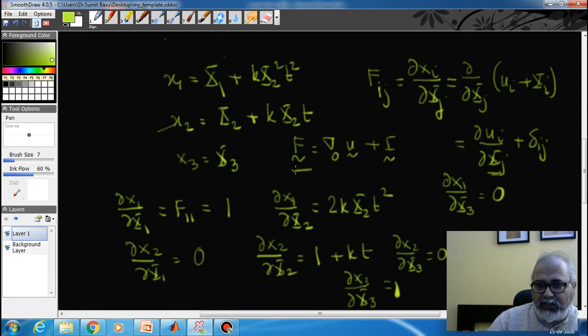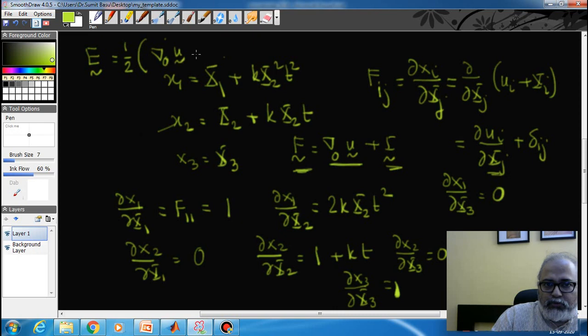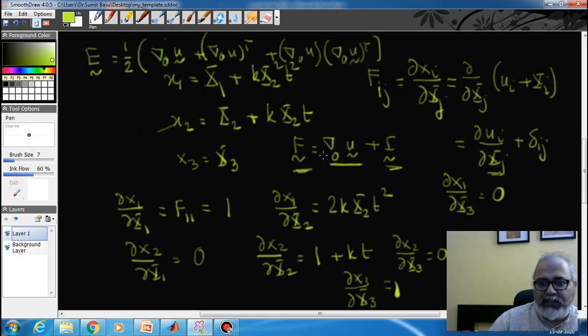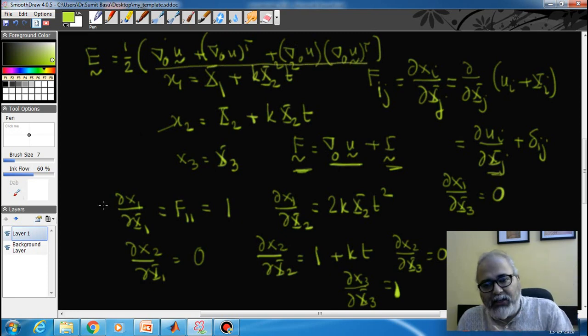So once you have got F, the components of F in the Cartesian system, you subtract I from it and you get the components of nabla_0 u from there. And then I know that the Green-Lagrange strain tensor is E = half of (nabla_0 u plus nabla_0 u whole transpose) plus nabla_0 u times nabla_0 u transpose, something like this. So once I get nabla_0 u, I plug it into this and get the Green-Lagrange strain tensor.